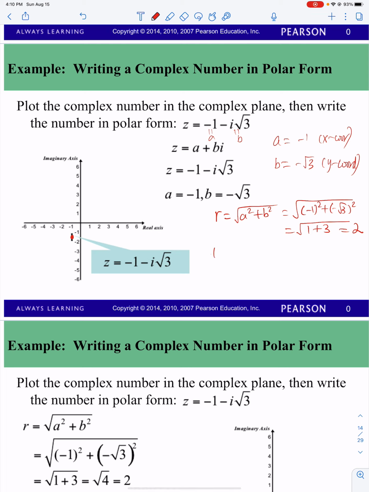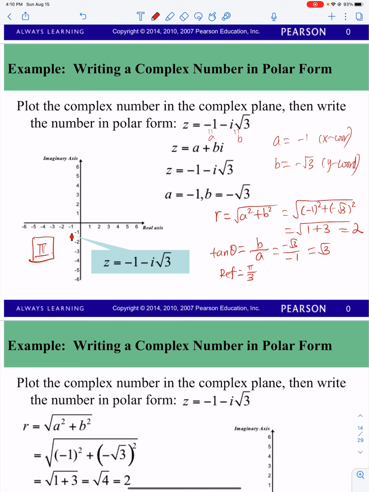So what will be tangent theta equal to? B over A, yeah? B over A. So it's negative square root of 3 over negative 1. That's what? Square root of 3. But be careful here. This is the tricky part because the point is in quadrant what? 3. Yeah. So what is the reference angle here? Tangent is pi over 3.